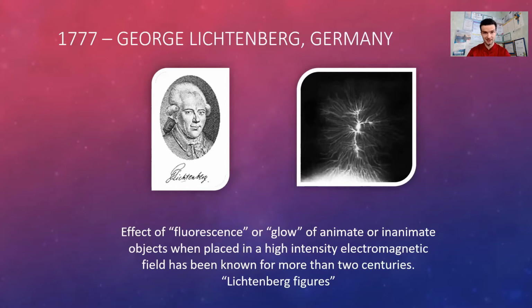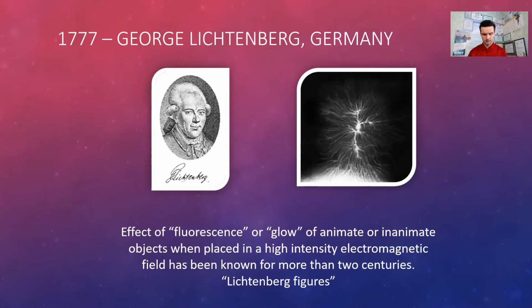experiments, not with hands then, but with different types of conductive objects, showing that in a high intensity electromagnetic field, the glow appears of animate or inanimate, like living or non-living objects. They should be simply conductive. So these first pictures are known as Lichtenberg figures.